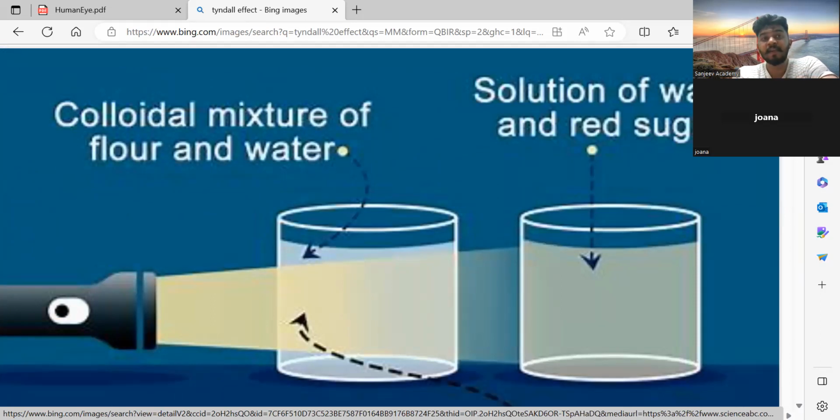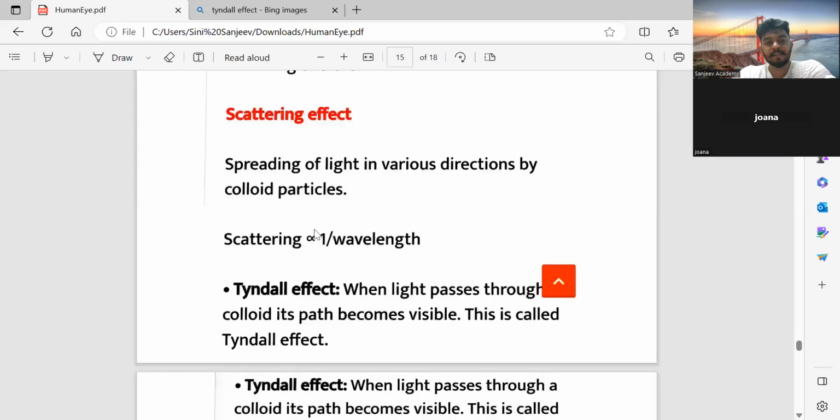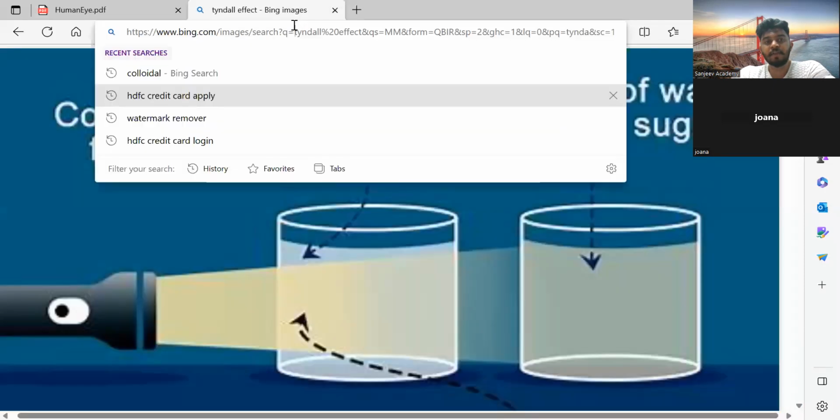And that effect is called what? Tyndall effect. So this also they can ask you in the examination. Remember the glass beaker. Not through the clear water, colloids. Okay, so colloids are not just the clear water. I'll show you one more thing for the colloids.